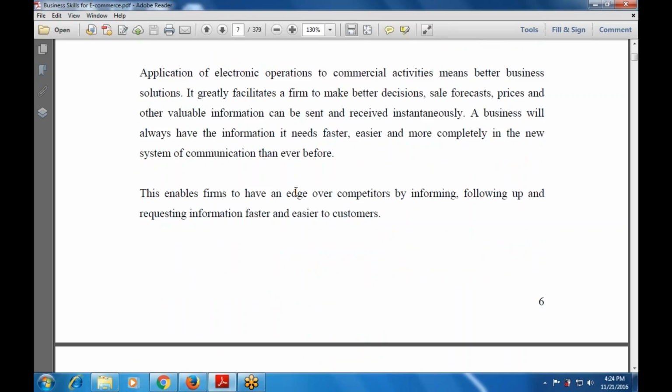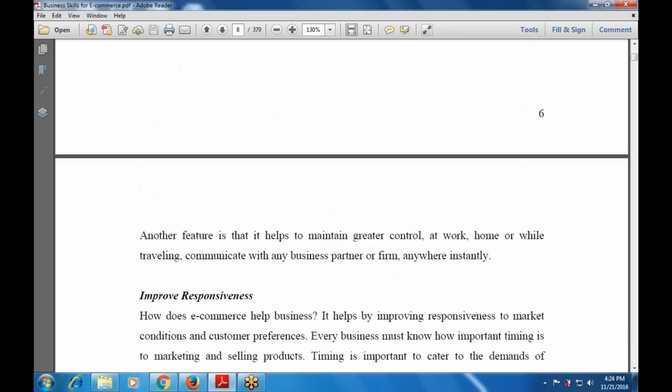That enables firms to have an edge over competitors by informing, following up, and requesting information faster and more easily from the customer, using the various features. Now, let's see what the various features are. First is improved effectiveness or improved responsiveness. Response is very fast.